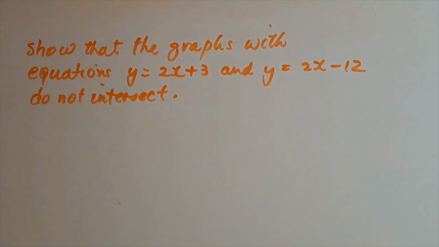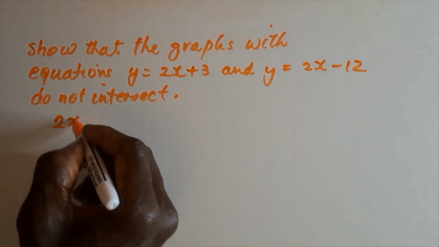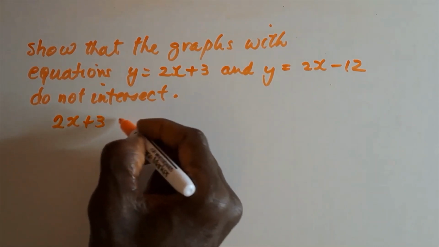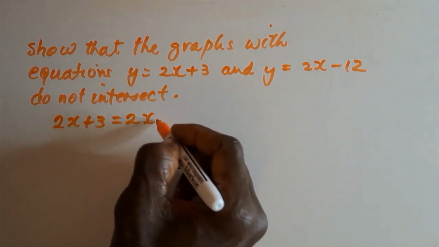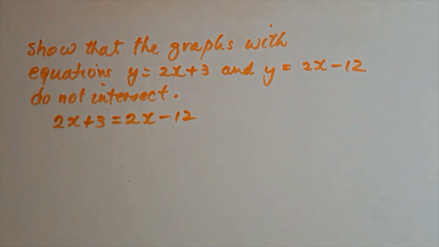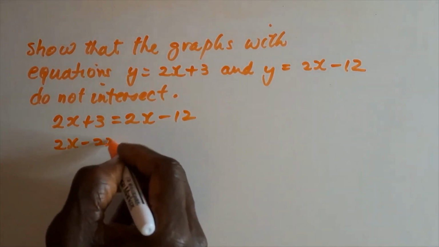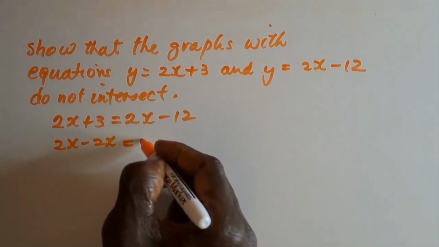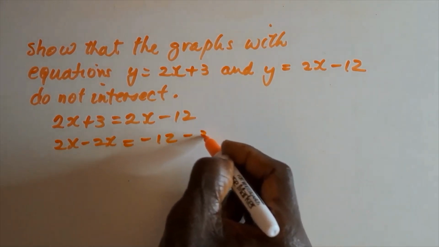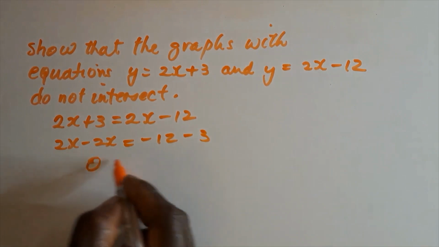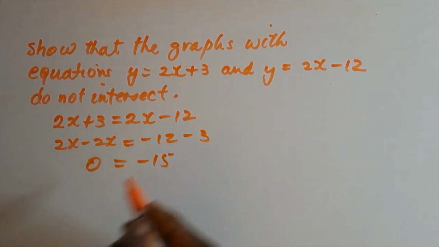Show that the graphs with equations y equals 2x + 3 and y equals 2x - 12 do not intersect. Well, if we equate them, 2x + 3 = 2x - 12, if we can find a solution, then the two equations intersect. Here we'll have 2x - 2x equals -12 - 3. This will give us 0 equals -15.